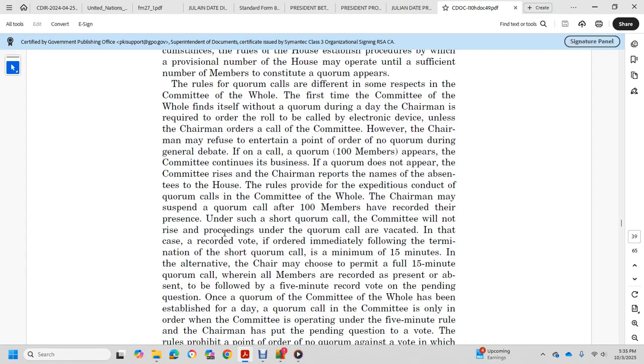The rules of the House provide for the expedition of the conduct of quorum calls. In the Committee of the Whole, the chairman may suspend a quorum call after 100 members have recorded their presence. The quorum call of the committee will not proceed under the quorum call if a recorded vote is vacated. Immediately following the termination of a short quorum call, a minimum of 15 minutes may be set by the chairman, permitting a full 15-minute quorum call wherein the members are recorded as present, followed by a 5-minute recorded vote on the pending question.